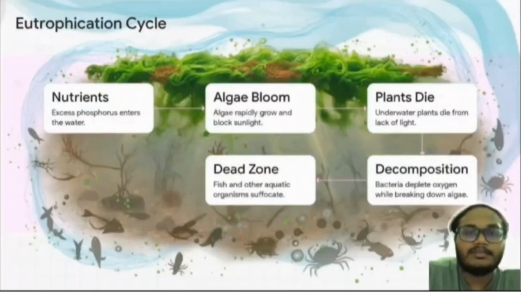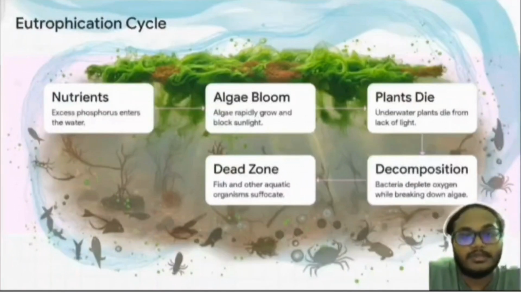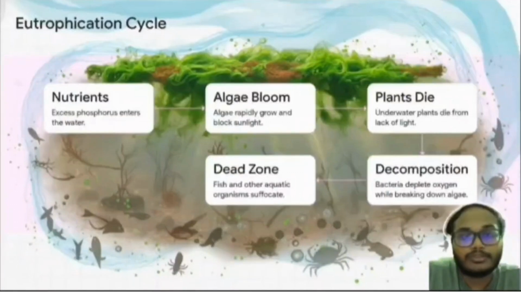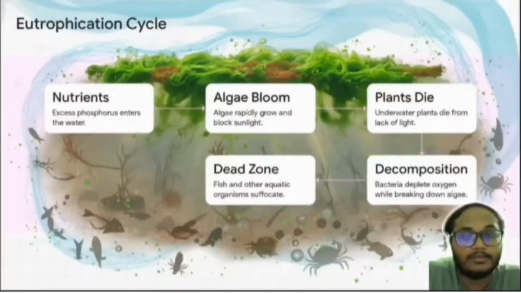Eutrophication begins when excessive phosphorus enters the water from sources such as fertilizer, sewage, and also aquatic waste. This causes rapid algae growth known as algae bloom. Algae block the sunlight from reaching the underwater plants, causing the plants to die. Then the bacteria decompose the dead plants and also algae using a large amount of dissolved oxygen. As oxygen levels decrease, the fish and other aquatic organisms suffocate, creating a dead zone.